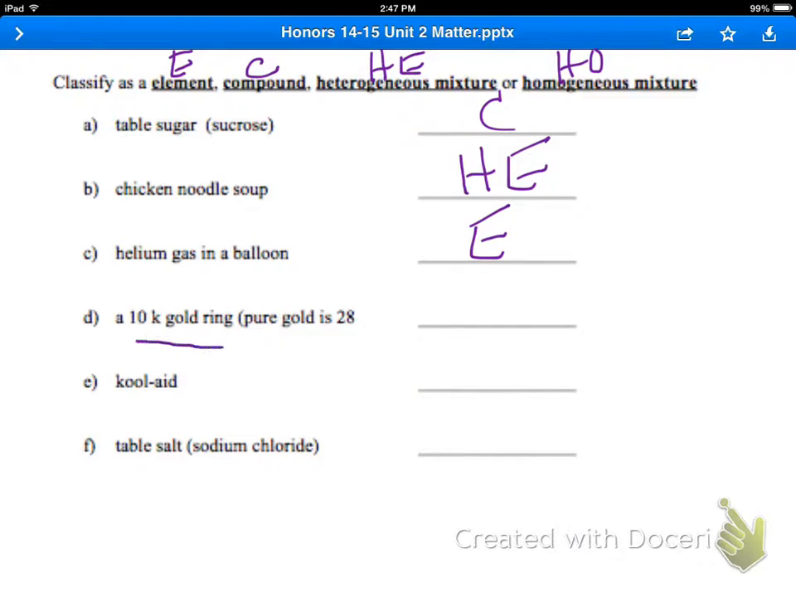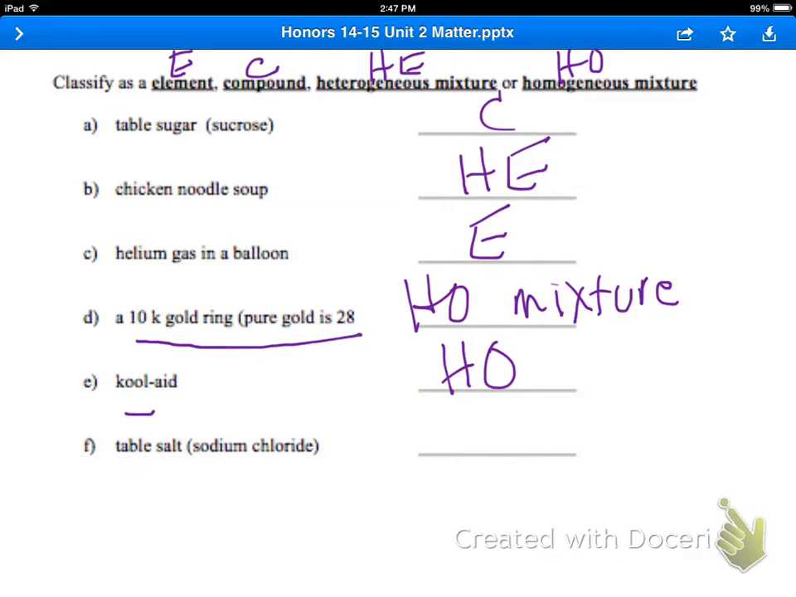10-karat gold ring, pure gold. So the fact that pure gold is 24 carats, and this is 10 carats, means that I have a mixture, and I'm assuming that that ring looks uniform, and because it does look uniform, I'm going to call it a homogeneous mixture. Kool-Aid is a bunch of stuff dissolved in water, so that's going to be, again, a homogeneous mixture. Table salt, it's sodium chloride, it's a compound. Okay, that's going to do it for us.